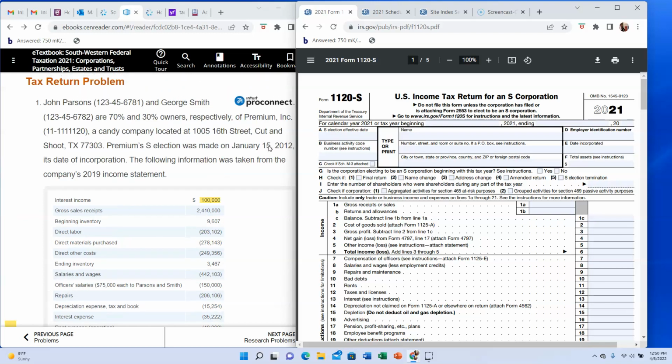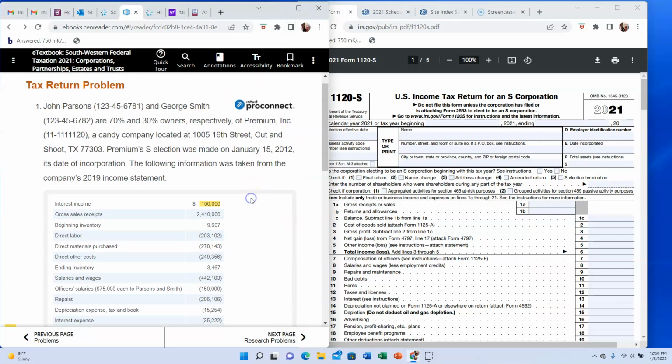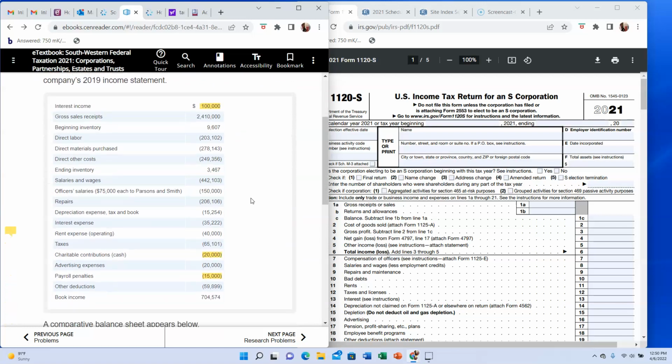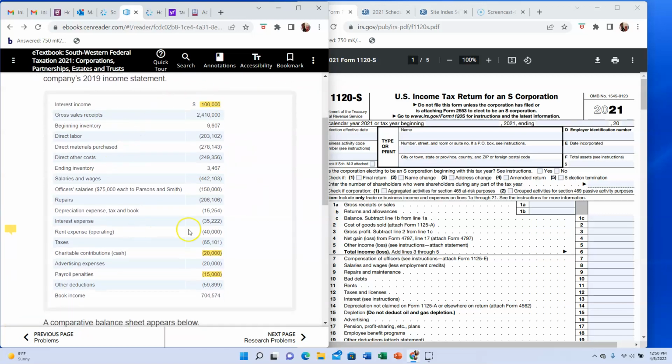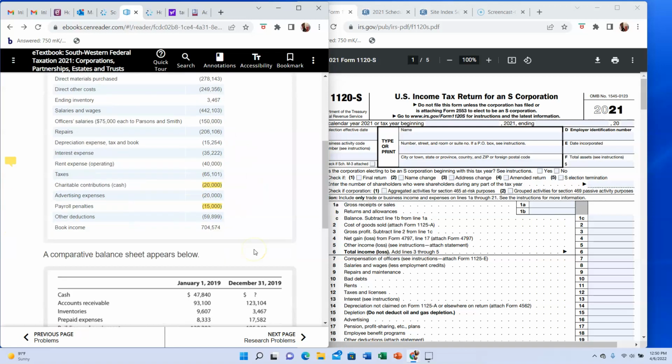So the S-election effective date, let's just group at the top. John Parsons and George Smith are 70% and 30% owners, respectively, of Premium Incorporated, a candy company. Premium's S-election was made on January 15th of 2012, its date of incorporation. The following information was taken from the company's 2019 income statement. So we have the book income statement and the items that are on it.